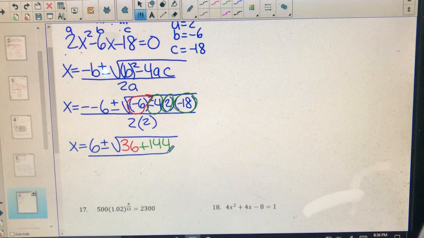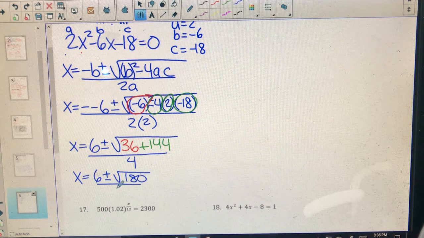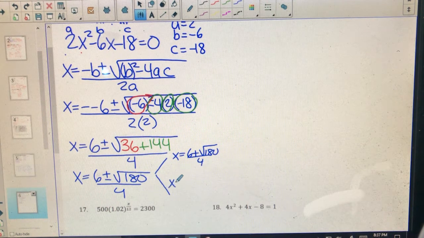Okay, and then that's all over 2 times 2, which is 4. So now I'm just going to do 6 plus or minus the square root of 36 plus 144, which is 180, and that's over 4. Now you're at the point where you're going to plug it in. There's 2 things that you plug into your calculator. The first one is going to be 6 plus the square root of 180 over 4, and the next one is going to be 6 minus the square root of 180 over 4.